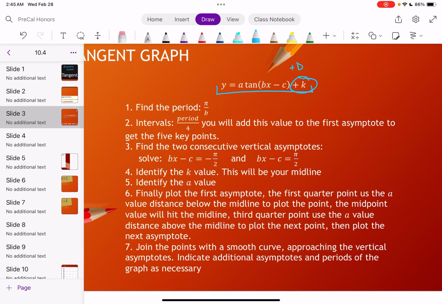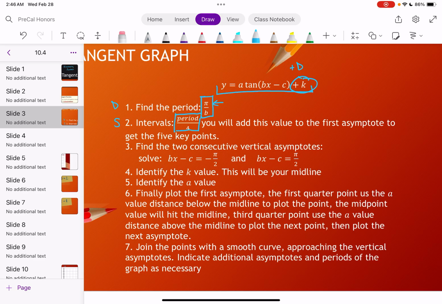As we figure out our period, remember how we said our period is pi. So the first equation to solve for your period would be pi over b. So this would be a difference. Your interval is still going to be period over 4. In this case, this would remain the same as when we were working with our sine and our cosine.